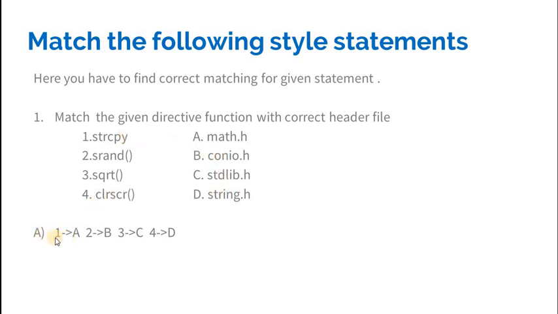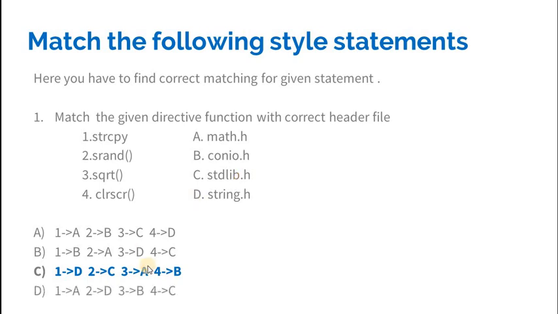Okay, so you can see here one option is given, 1 belongs to A, so strcpy belongs to A. Is it so? Does strcpy belong to math.h? No, it belongs to string.h. So find the correct option where 1 matches to D. Okay, we got over here 1 matches to D, 2 to C, as the random function belongs to stdlib.h. After that sqrt, square root, belongs to the math.h library, and clrscr belongs to conio.h. So you need to identify the correct matching.